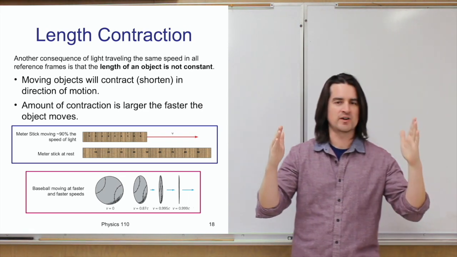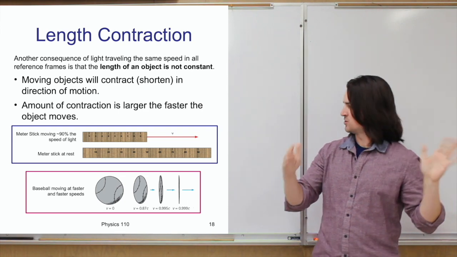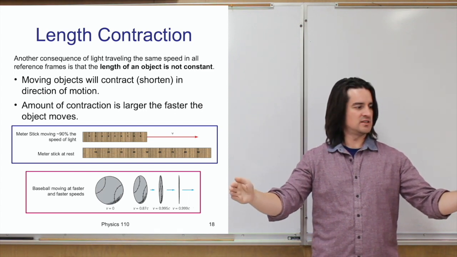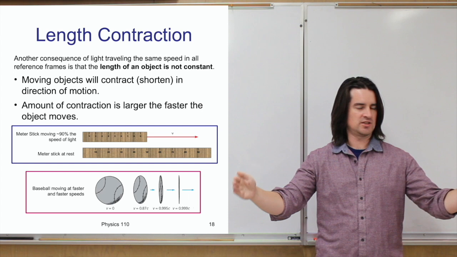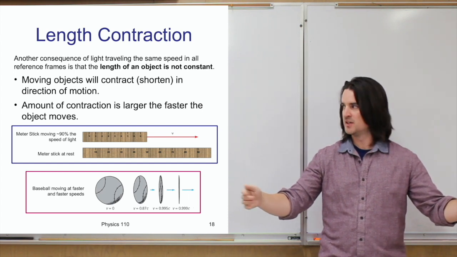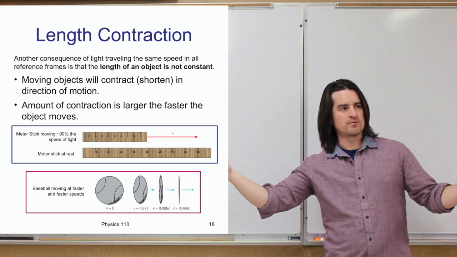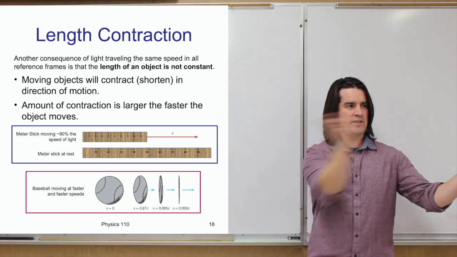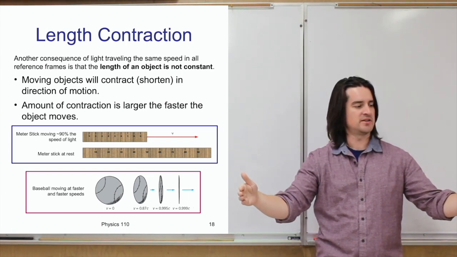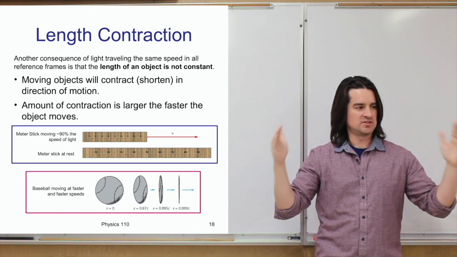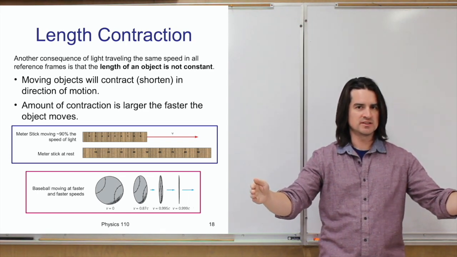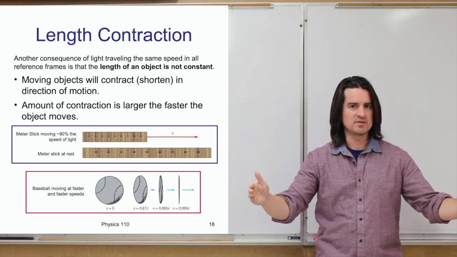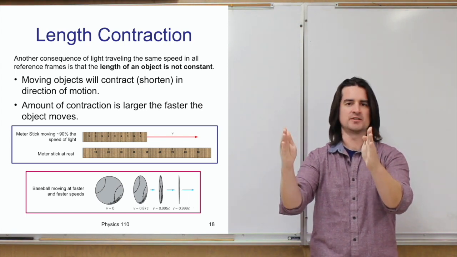If I'm in a reference frame that's at rest with respect to this meter stick right here, I'm going to see it and measure it to be a meter. However, if another meter stick were to fly along at about 90% the speed of light, right above the one that I'm holding, an exact copy of this meter stick, just moving very fast, I'm going to measure the length of that second meter stick to be about half a meter.